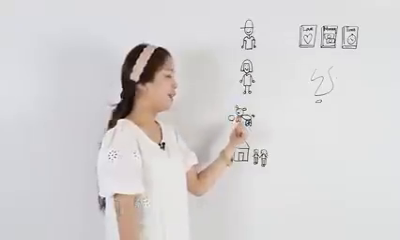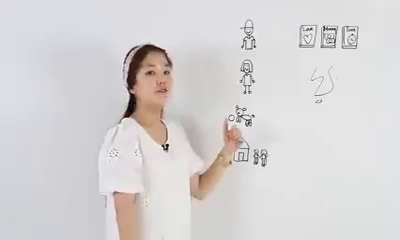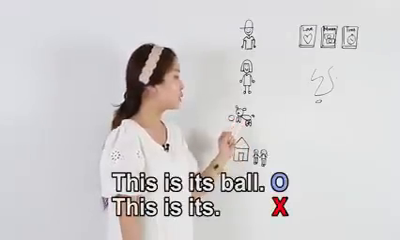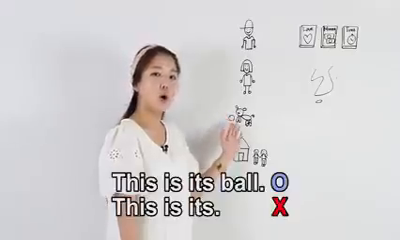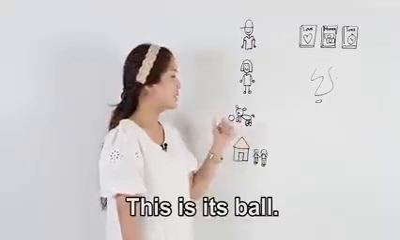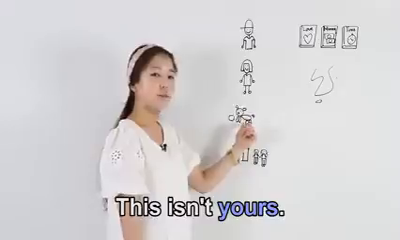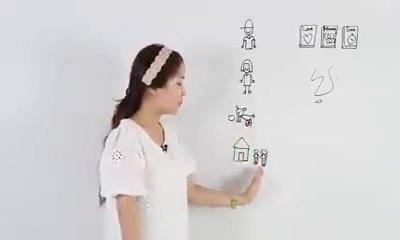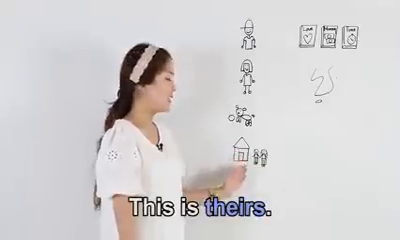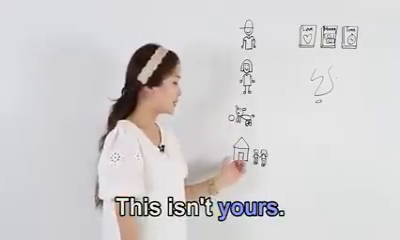Okay, now with its it's kind of different. You still have to put a noun. So you can't say this is its, you have to say this is its ball. Again, this is its ball. This isn't mine, this isn't yours. This is its ball. Okay, now we have two people who have a house. This is theirs. This isn't mine. This isn't yours. This is theirs.